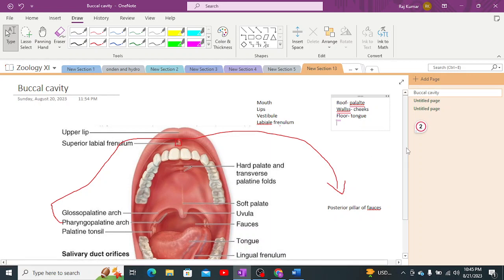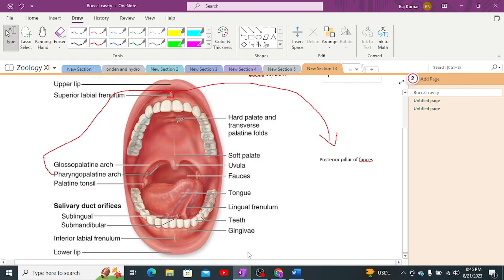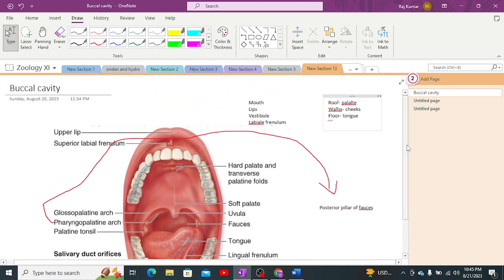So what is it actually composed of? First, we are going to discuss the palate. The palate is divided into two parts. The front or anterior part is known as the hard palate. The hard palate is hard because of the presence of bony structures. What kind of bones are present there? There are two bones, the maxillary bone and the palatine bones.